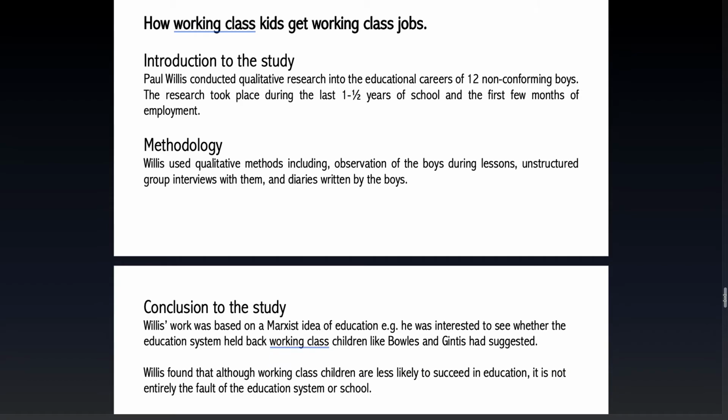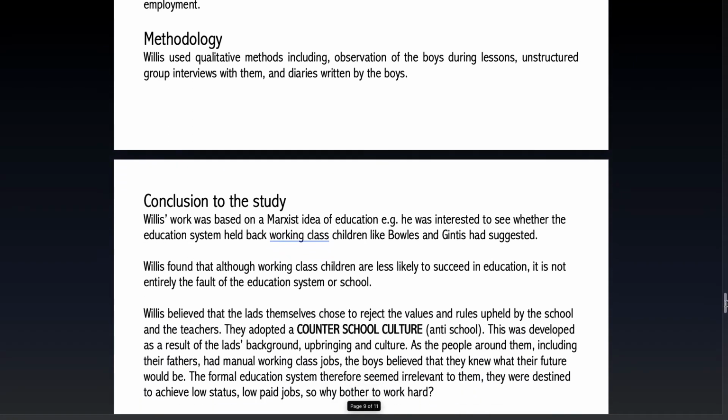So in the introduction to the study, he conducted qualitative research into the educational careers of 12 non-conforming boys. The research took place during the last 1.5 years of school and the first few months of their employment. So he actively tracked the correspondence principle from one environment to the next. For his methodology, he used qualitative methods, including observation of the boys during lessons, unstructured group interviews with them, and diaries written by the boys.